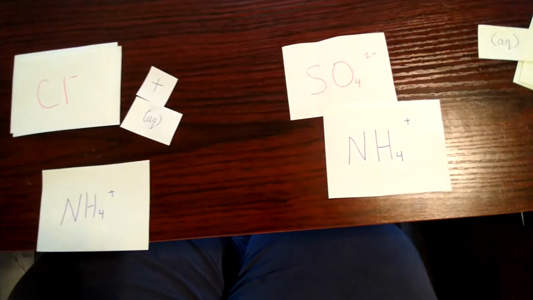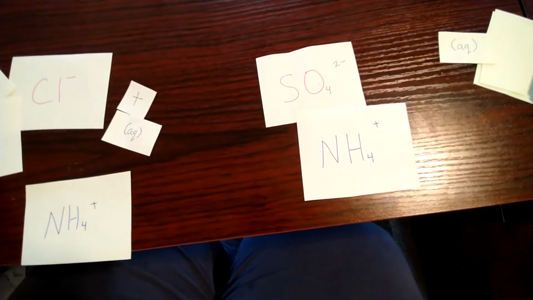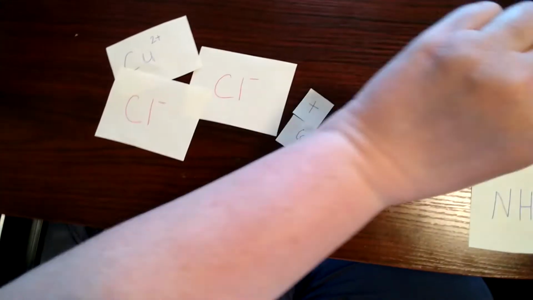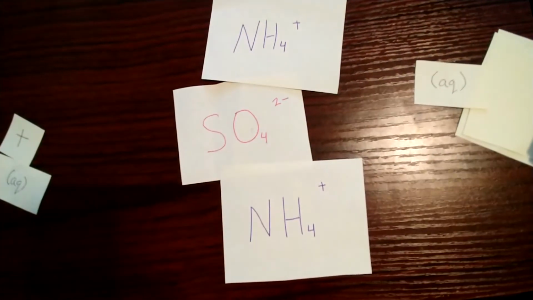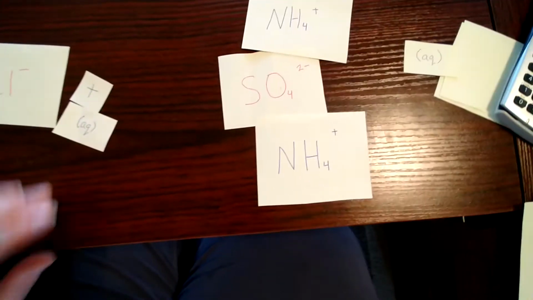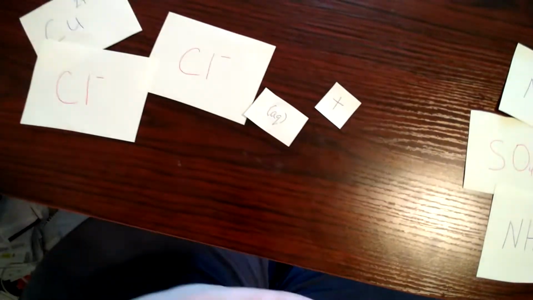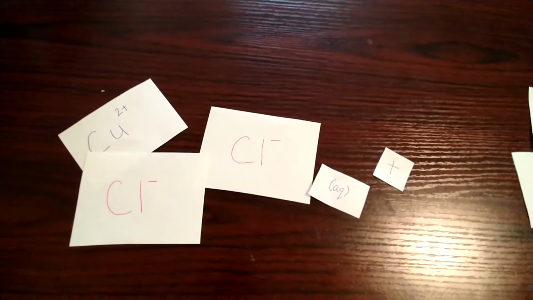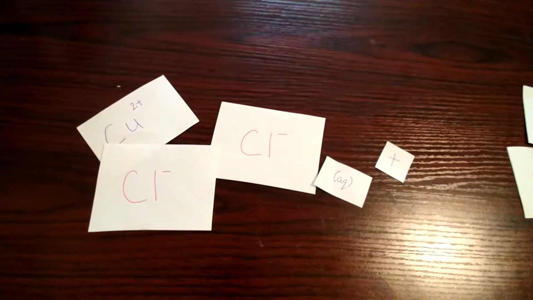Our products have no coefficients in front of them because we have 1 Cl and we have 1 ammonium sulfate. I'm sorry, yeah, that's right. Don't forget that we decided these are soluble. AQ, AQ. Now, we have a balanced, complete chemical reaction. Your next step is to break them all apart.